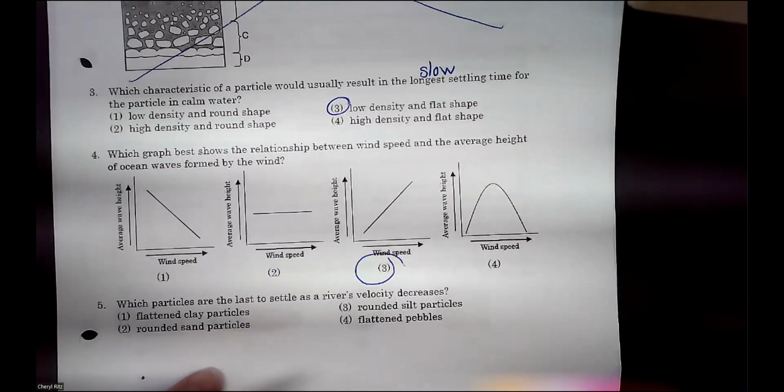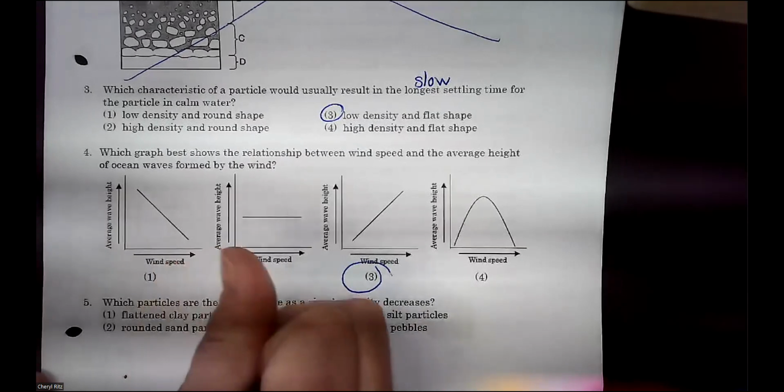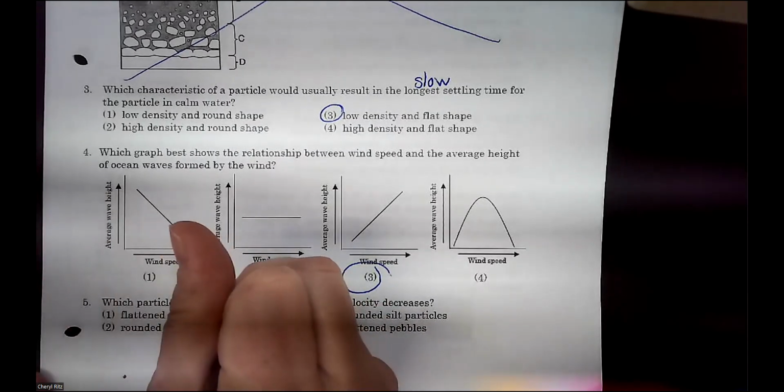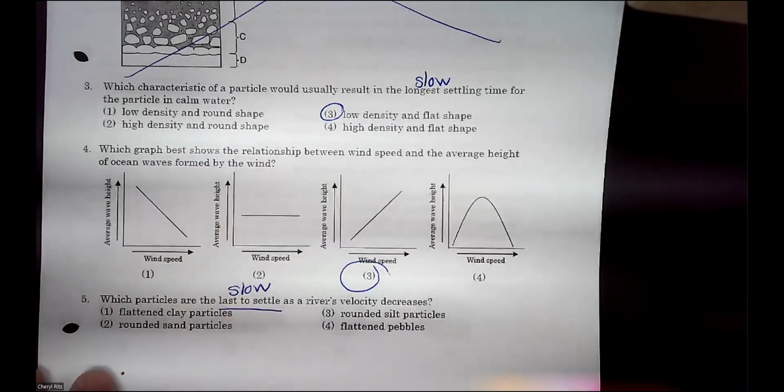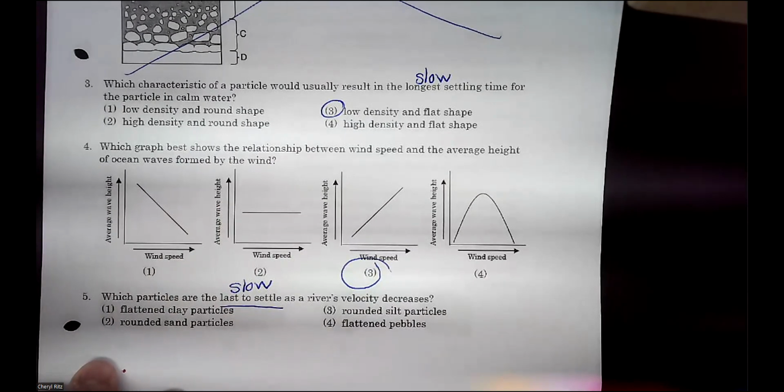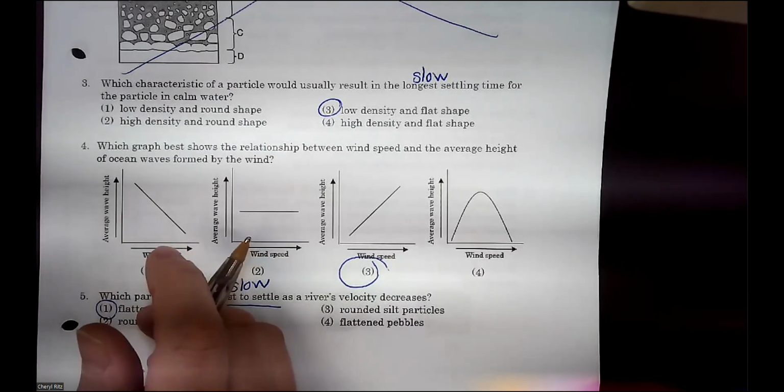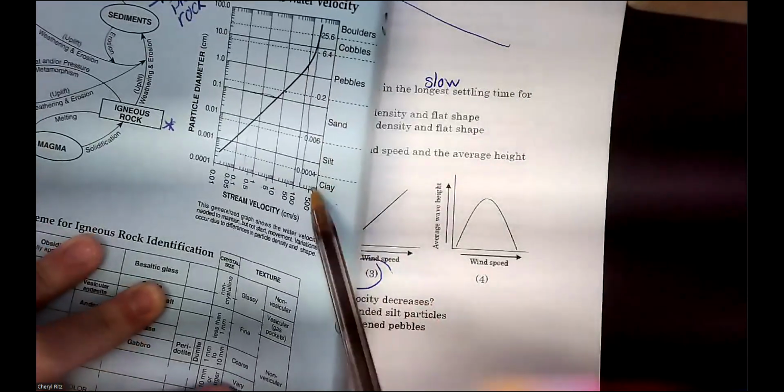And then this one again is very similar. Which one's going to be the last to settle as the river's velocity decreases? Again, what does last to settle mean? Is that fast or slow? Slow. Again, I would read those carefully to decide, are they talking about slow or fast? We already established small and low density and flat are going to be slow. Which one is the correct answer then? A. Yep, clay is the smallest. If you forgot which one is the smallest, always check the graph here. It'll take you 5 seconds to see that clay is the smallest.